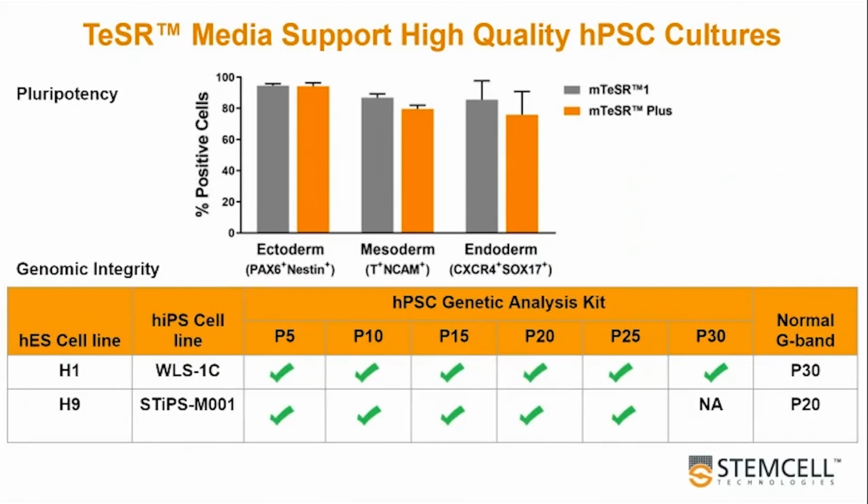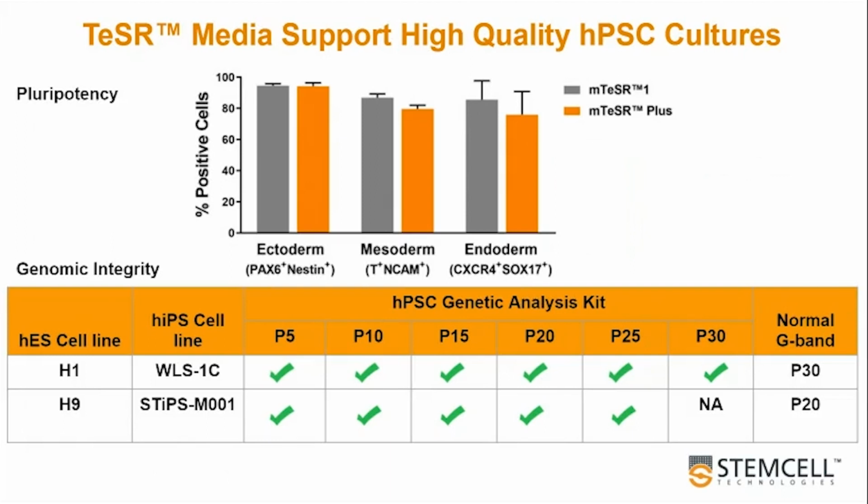Further, we offer the convenient tri-lineage differentiation kit, which you can use to assess functional pluripotency. Cells cultured in TeSR media have a high efficiency of differentiation to all three germ layers, as measured by flow cytometry of typical markers for each layer.